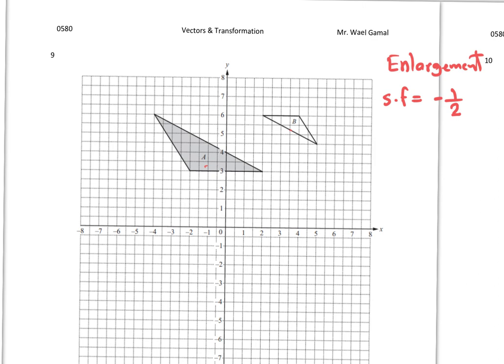To find the center of enlargement, take a point and its image. So this point, its image here, and this point, its image here. Join them. In this case, if you have a negative scale factor, the center of enlargement will be between the original and the image.